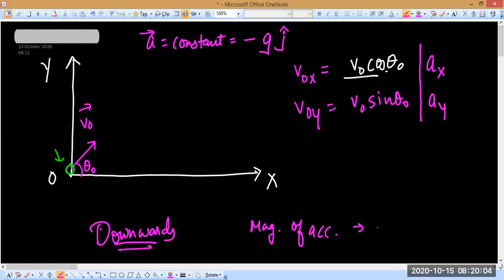We learned all this in the previous chapter. Magnitude of that acceleration is g and the direction is downwards always, right? So is this clear to you?